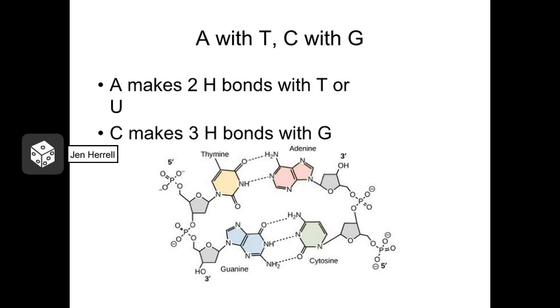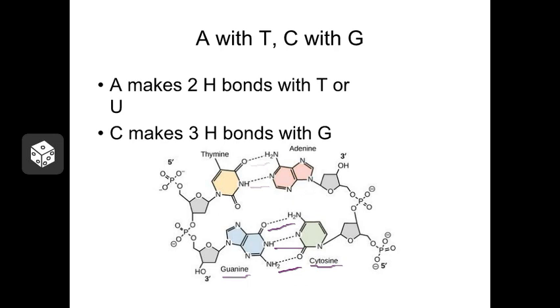So why does A only pair with T and C only pair with G? Well, remember that these molecules are three-dimensional. They have specific shapes. They also have specific functional groups that stick out. And because of that, thymine can only bind with adenine. Notice that thymine and adenine make two hydrogen bonds with one another. Also, guanine can only bind with cytosine. And notice that G and C make three hydrogen bonds with one another.